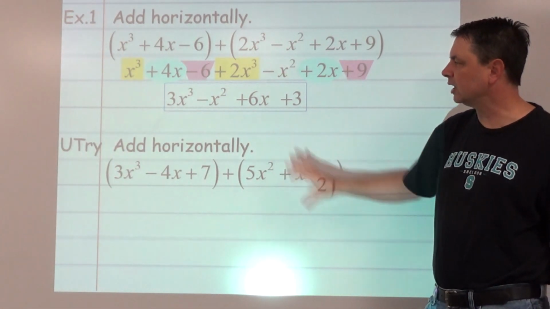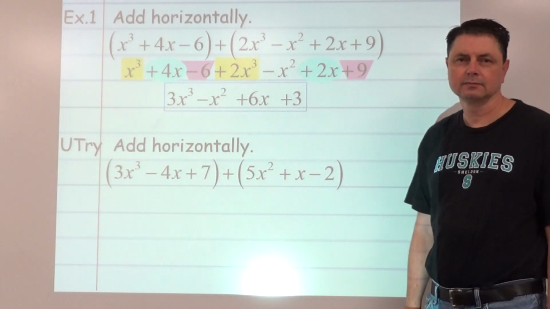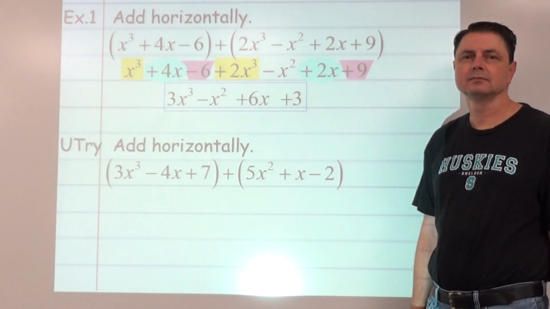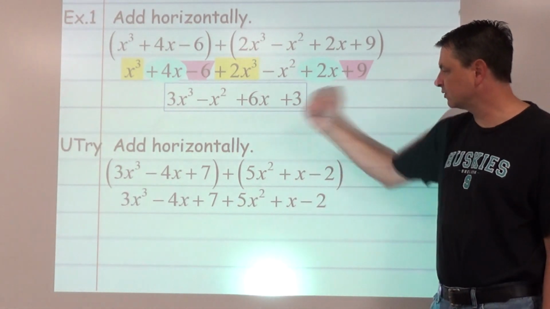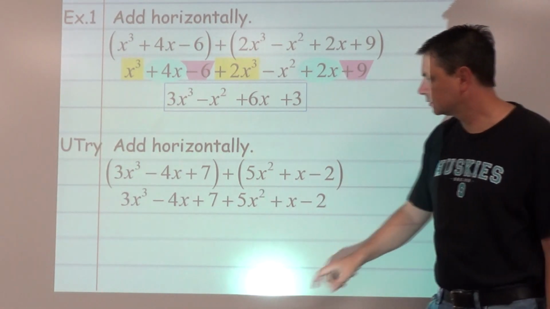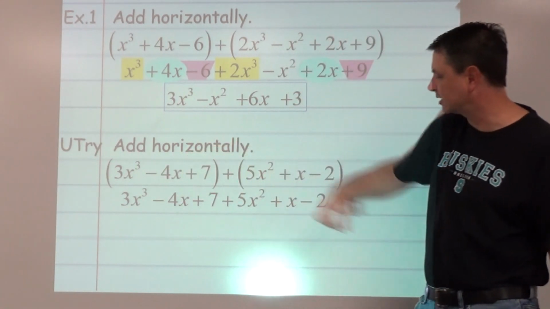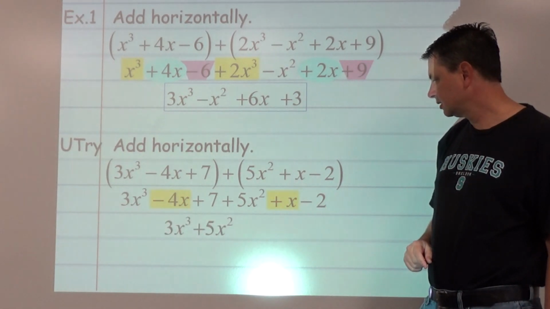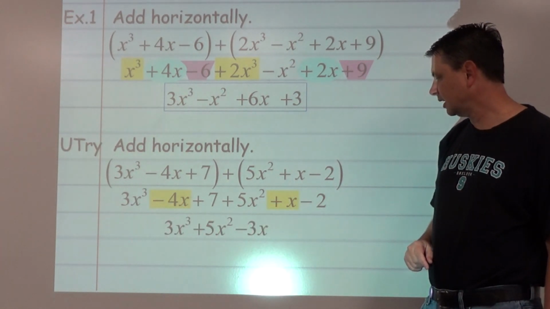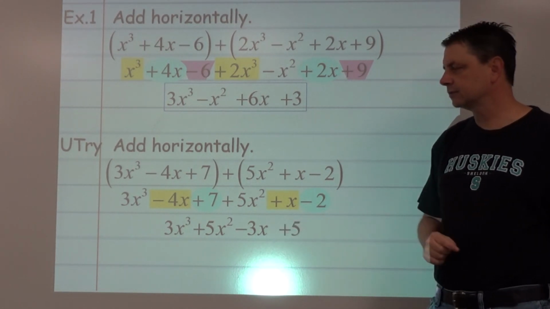Go ahead, pause the video here while you try this one. You don't need the parentheses for addition. No like terms there, no like terms there. We're going to need to combine the negative 4x and the positive 1x and the plus 7 and the negative 2. There's our answer.